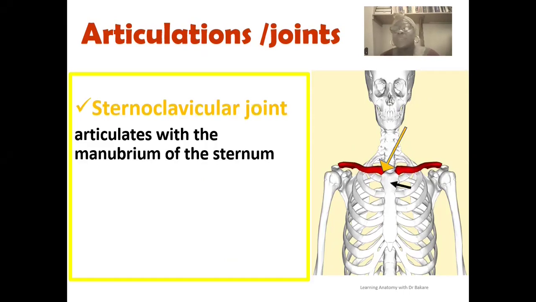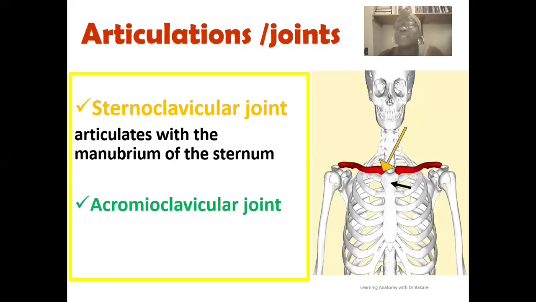This is where we have the manubrium here, arrowed in black. We know that the manubrium is the upper region of the sternum. So it is this manubrium that creates the attachment site for the medial head of the clavicle. And this is where they form the sternoclavicular joint. We also have the acromioclavicular joint.